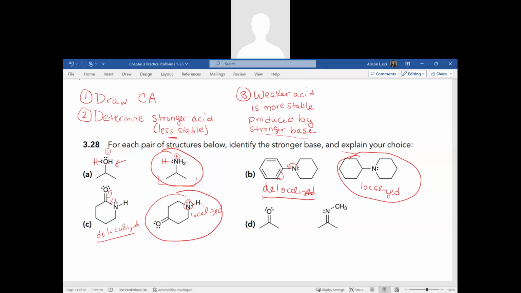So in the last example here, if we were to protonate these compounds, again, we would have a positive charge on our oxygen. The second compound, if that was protonated, we would get a positive charge on nitrogen. And we could conclude that the second base would be our stronger base because we would produce the weaker conjugate acid, because the nitrogen, again, is able to stabilize that positive charge better than oxygen.